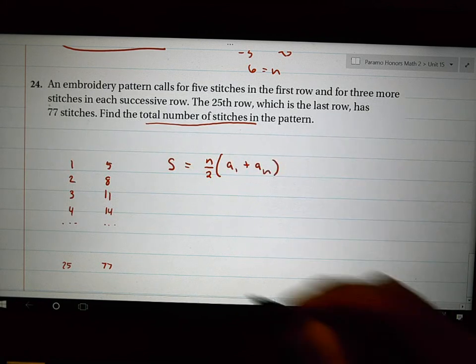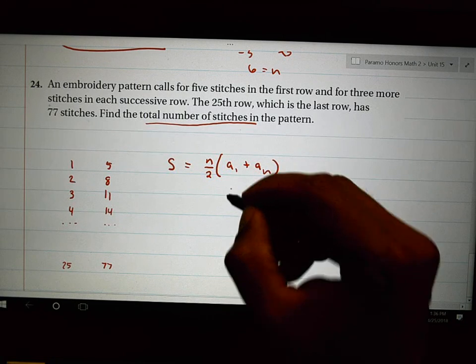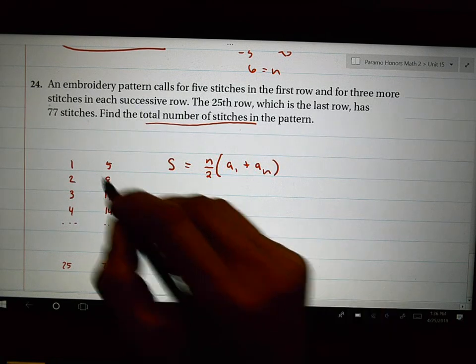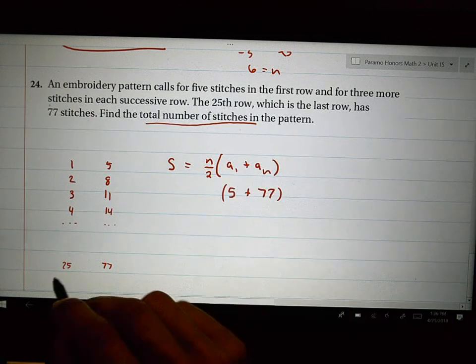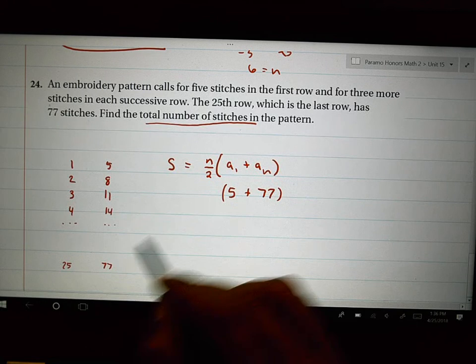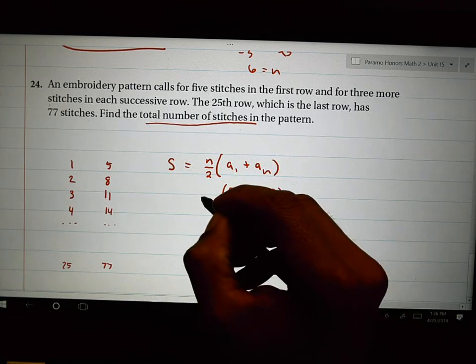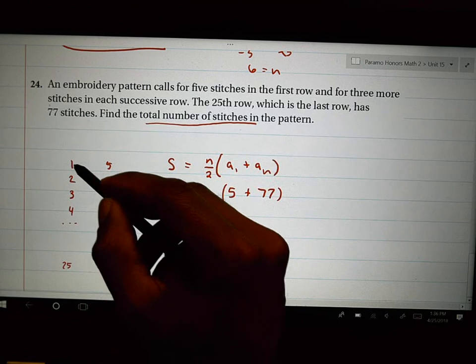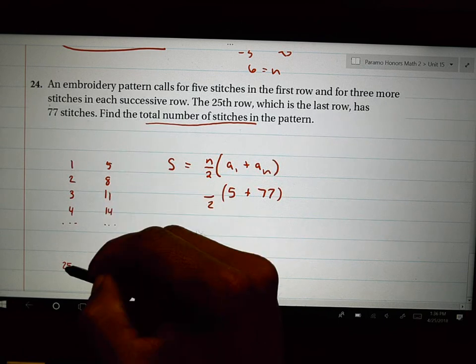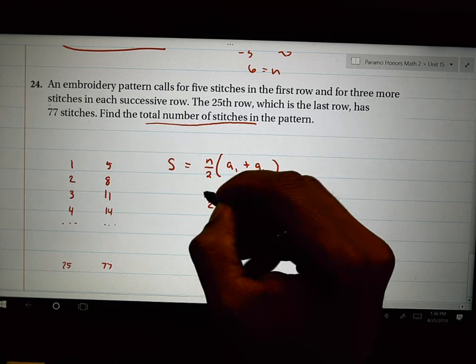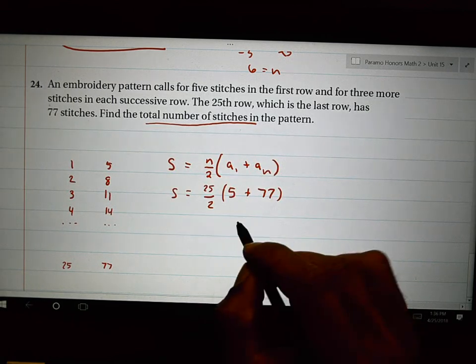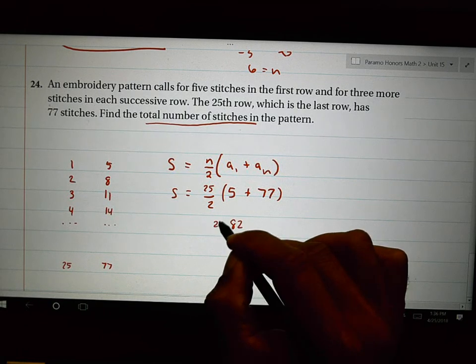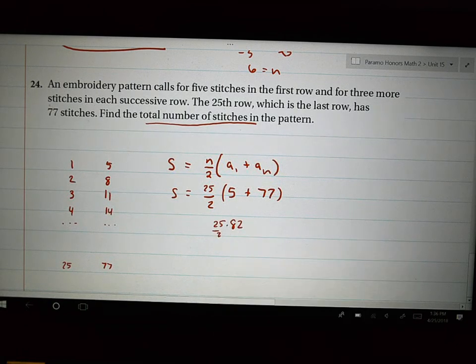Now let's plug some numbers in. The value of the first number is 5. The value of the last number is 77. Notice I'm not using the term number, I'm using the value for these. How many term numbers do I have? Here's the best part. If you start with the number 1 and you go to 25, guess what? What you're counting is exactly 25. So now I'm adding, let's go with 82. 25 times 82 divided by 2.